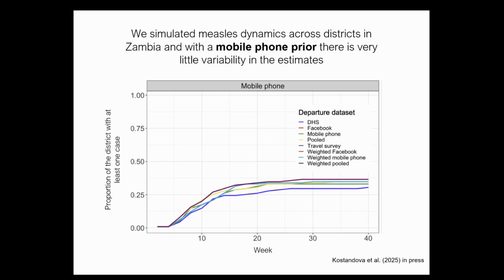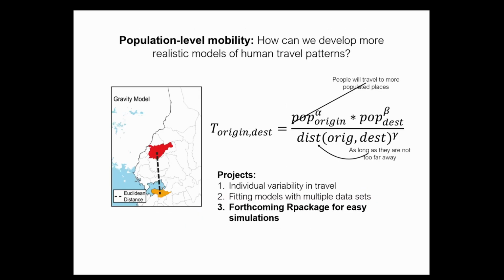And so Natalia also did some measles simulations using this, and we found that there was very little variability in the outbreak dynamics with all of those different data sets and all of those different models. So even though you had very different estimates with different kinds of data, if you used the mobile phone data, that would effectively give you the same estimate. And then in your epidemic simulation, you were getting almost exactly the same outbreak dynamics.